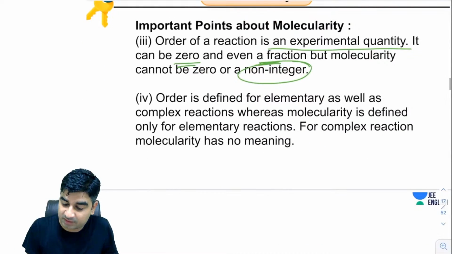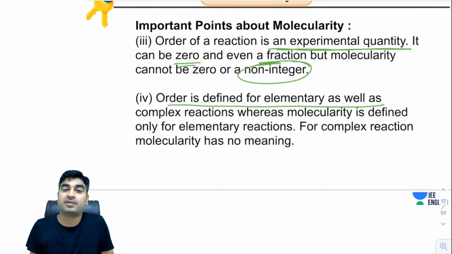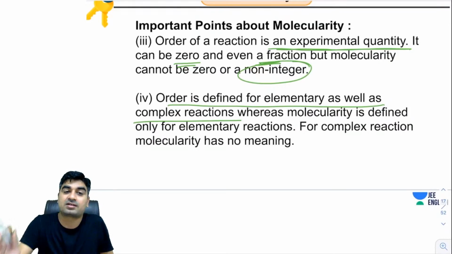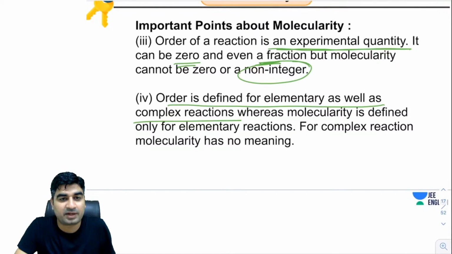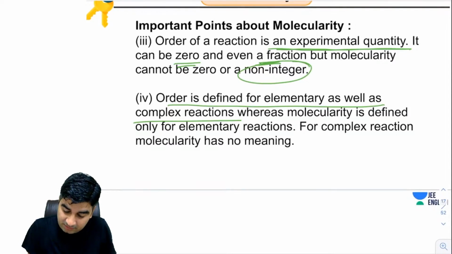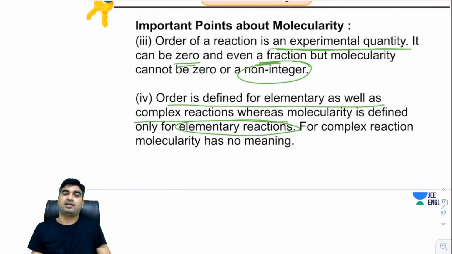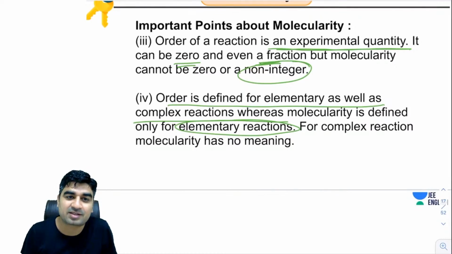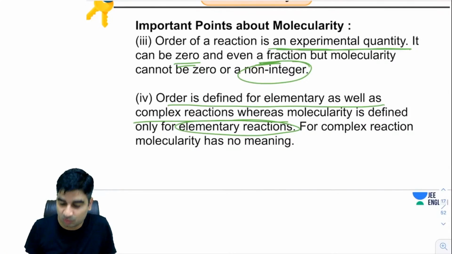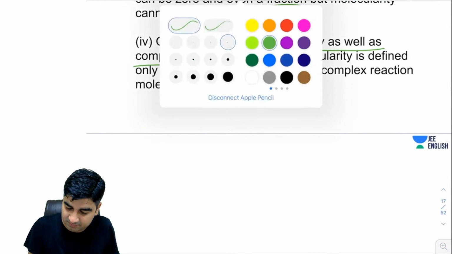The order of reaction is an experimental quantity. The order is defined for elementary as well as complex reactions, and you know this. We can determine order for elementary as well as for complex reactions, but molecularity is defined only for elementary reactions. For complex reactions, molecularity has no meaning. Why does it have no meaning? Let me take an example.